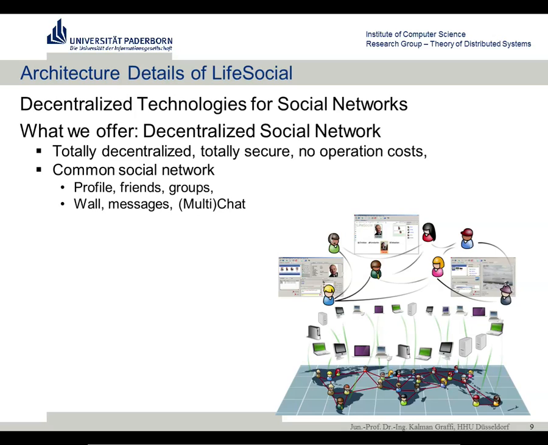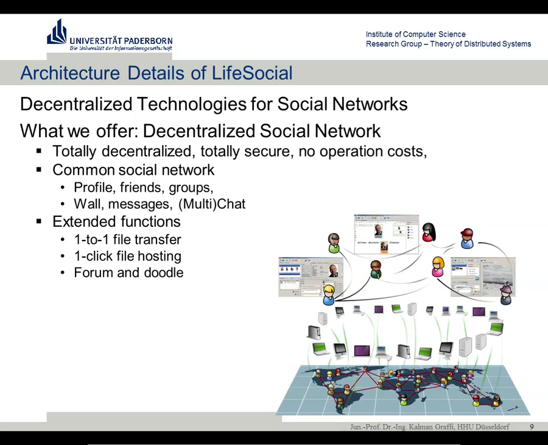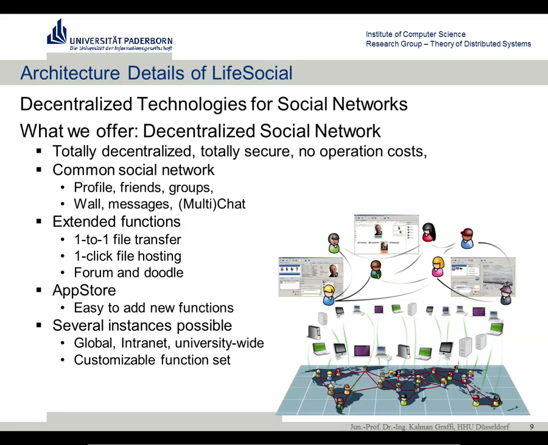And the social network on top of it, what can it do nowadays? There is the common behavior like profiles, friends, groups, walls, messages, multi-chat. There are also optional plugins, so you can do one-to-one file transfer. At least that was addressed by the last PG, but I'm not sure whether this is really functional. But the next one is: you have also one-click hosting, so that you can upload a file into the network, get a link, send this link around, and people can then download the file.